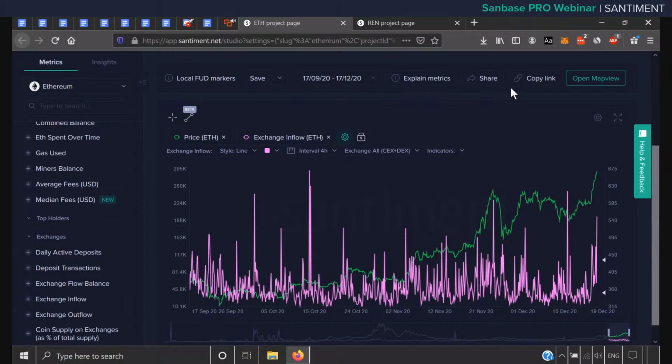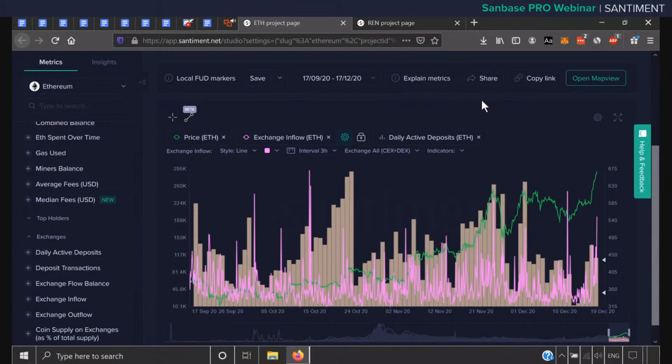Obviously, like I mentioned a minute ago, when we see these spikes in daily deposits, and especially if there's a coinciding spike in exchange inflow, like we see here, this points to the fact that not only are a lot of addresses moving Ethereum to exchanges, but there's also a relatively large amount of Ethereum being moved to these exchange wallets as well, pointing to a concerted sell-side pressure, not just by small or retail market participants, but also by large Ethereum addresses.